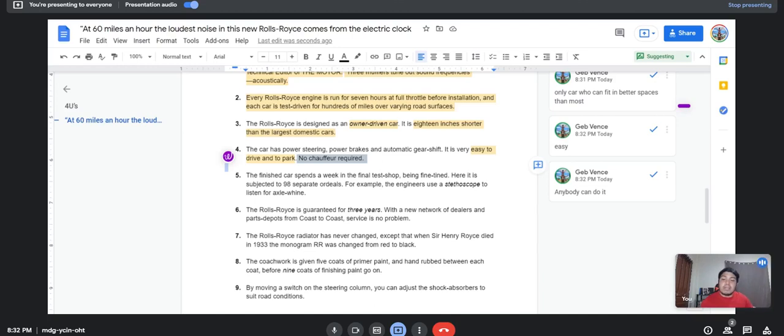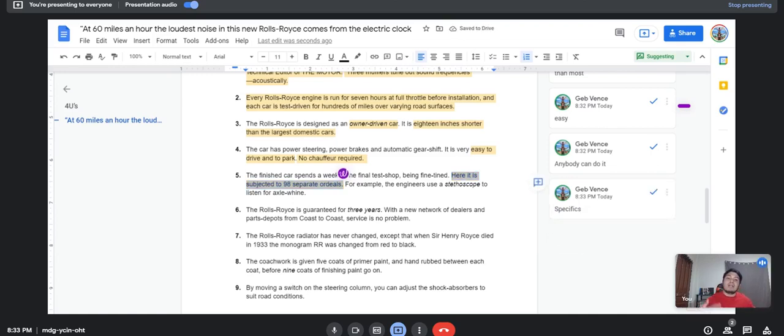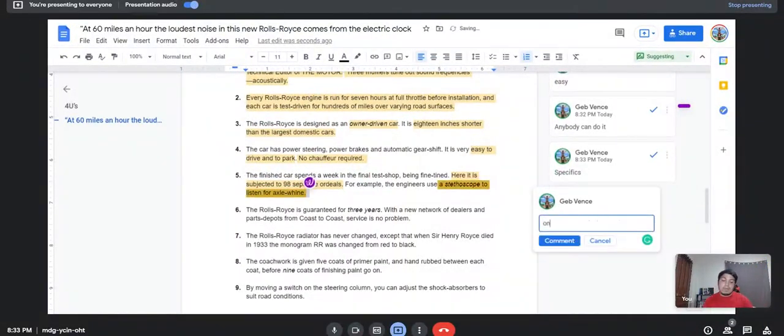The finished car spends a week in the final test shop being fine-tuned. Here, it is subjected to 98 separate ordeals. So, he's getting into the specifics. Yeah. Really diving into what this car is all about. Telling you how methodical yung paggawa ng sasakyan. For example, the engineer used a stethoscope to listen for axle whine. Very detailed on assessing the car.